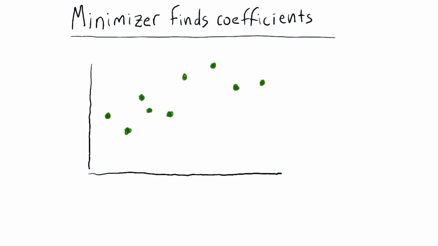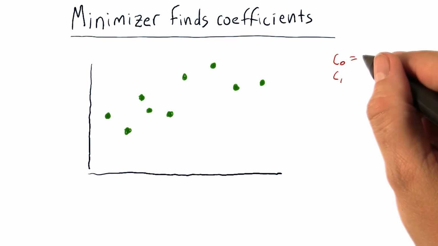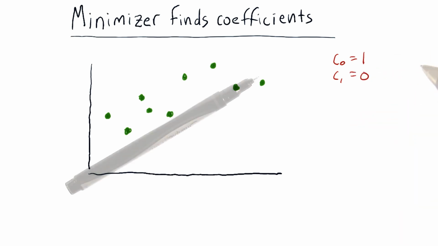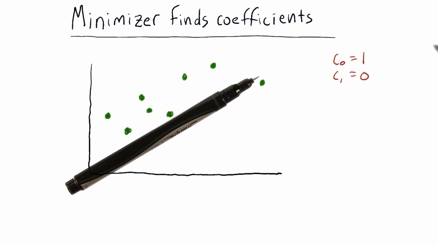Let's step through this now with an example of how a minimizer would try to find the coefficients of a line that best fits this data. Keep in mind that we have to give the minimizer an equation that it has to minimize. And what we're going to give it is that error metric. In fact, we'll use squared error. So we might guess an initial C0 and C1, and that would be a line like this. And we would give that to the minimizer and let it go.